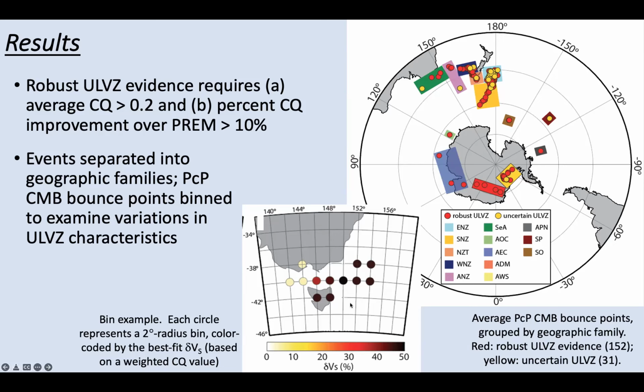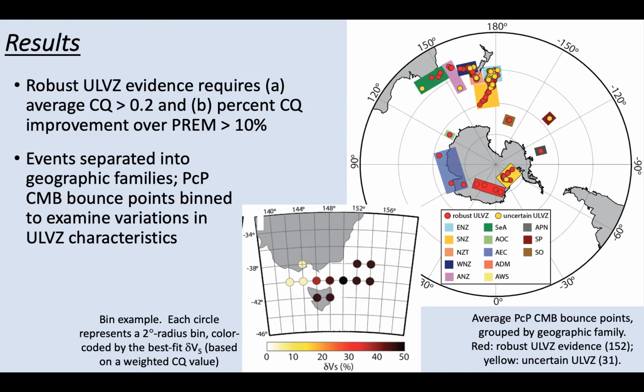So in this particular example, the bins are color coded by the VS reduction associated with that ULVZ structure. And so by doing this, we were able to look at variability in ULVZ structure across the geographic family, or within the family.